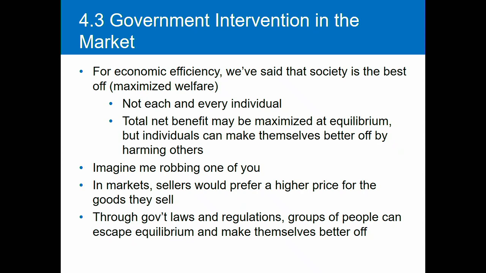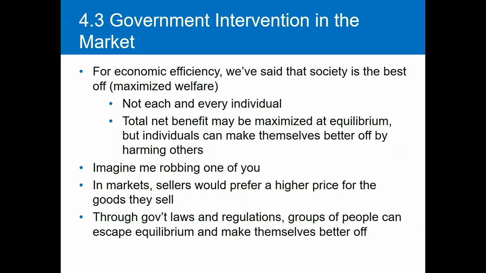So far for economic efficiency, we've said society is the best off as possible, and we've maximized welfare at equilibrium. Economists also call it Pareto efficient, after the economist Pareto. Basically what he said is that at this equilibrium point, society is as well off as possible. We've maximized producer and consumer surplus.